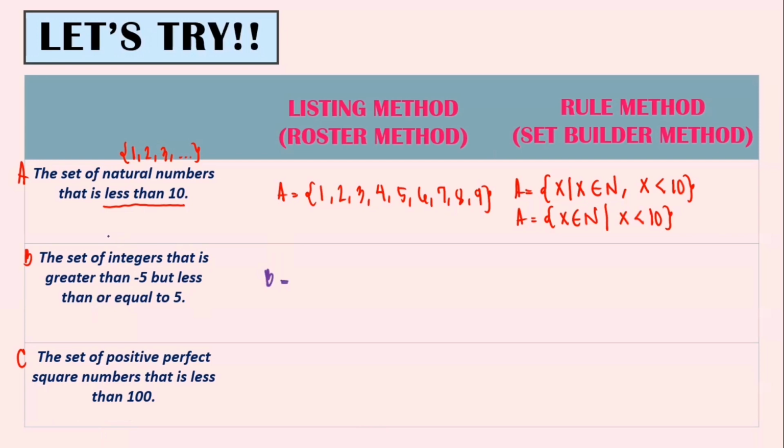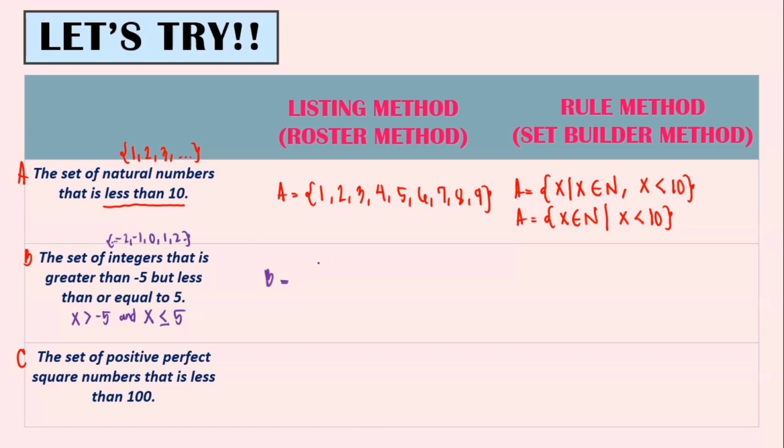So, kapag integers, ano naman to? Ito naman yung may negative numbers. Okay? Example, dot, dot, dot. Okay? That is greater than negative 5. So, ibig sabihin, x daw natin ay greater than negative 5, but less than or equal to 5. So, pwedeng x is less than or equal to 5.